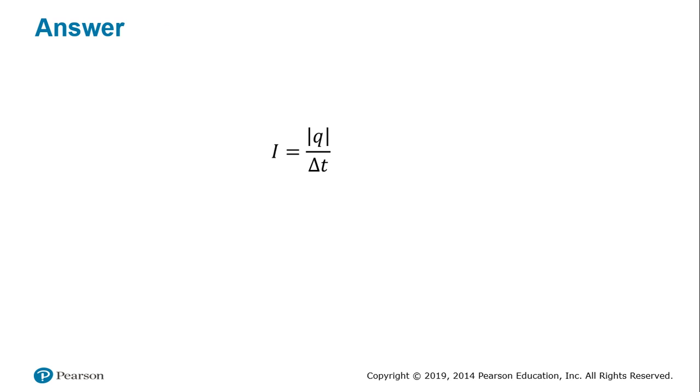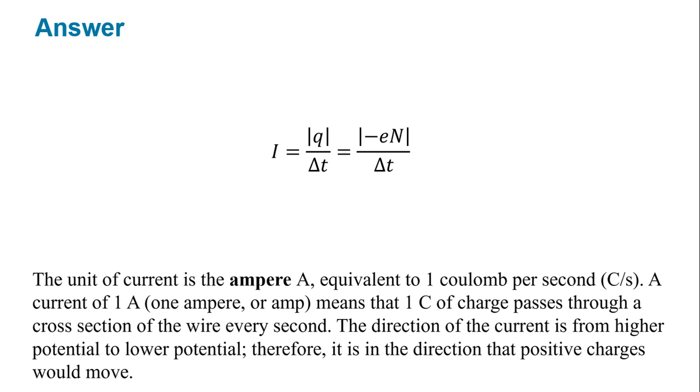We know that current equals Q over delta T. We just learned this equation. So this is going to equal something over delta T, Q, which is negative E N. Huh? What is he talking about there? Think for a second. The unit of current: 1 coulomb of charge passes through a cross-section of wire every second.